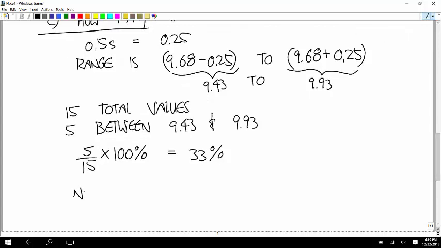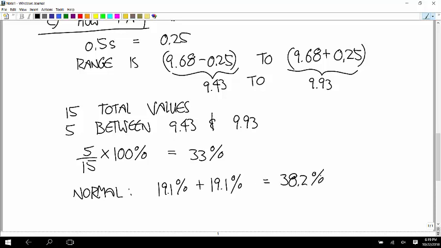For a normal distribution, you would just read off all the percents. So go to that normal curve, read off all the percents between negative 0.5 and positive 0.5. So that's 19.1 plus 19.1, so 38.2%. And so the value we had was pretty close, especially for such a small experiment.